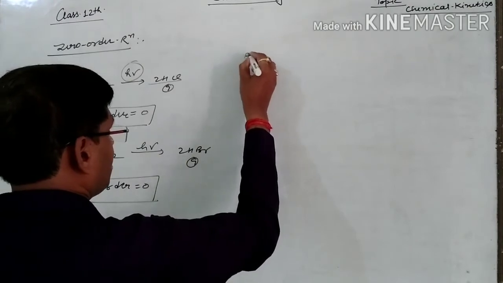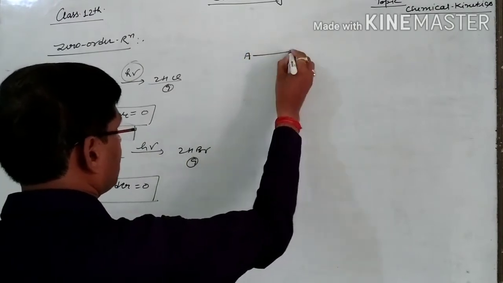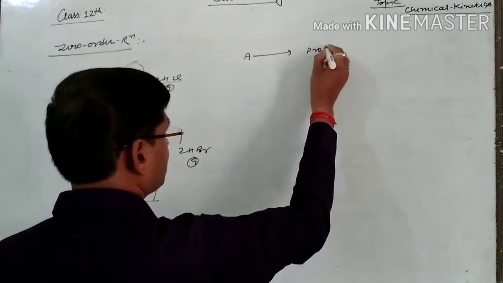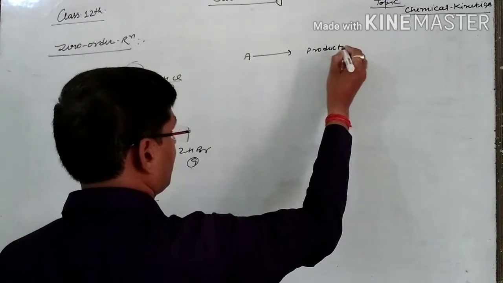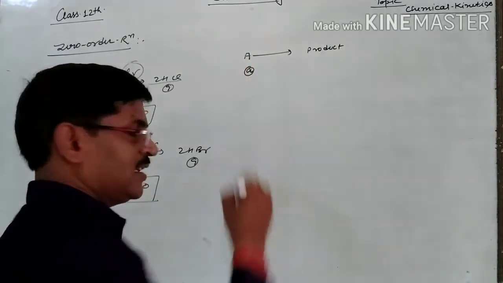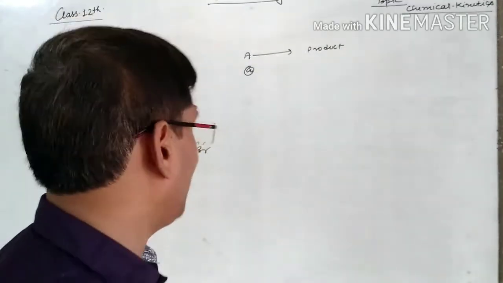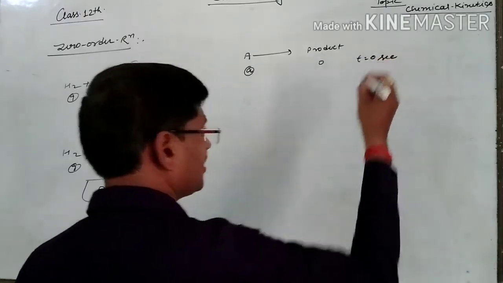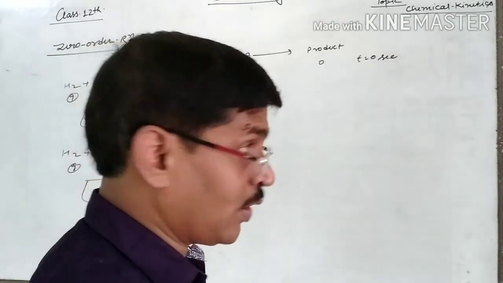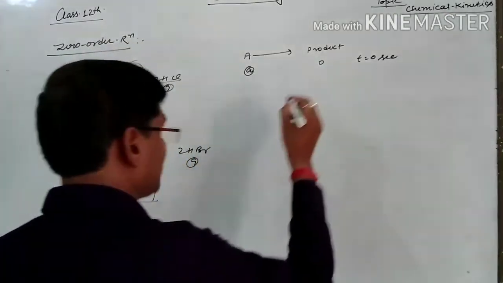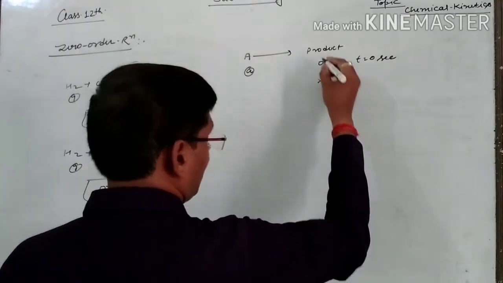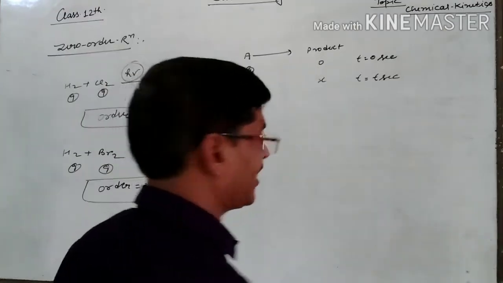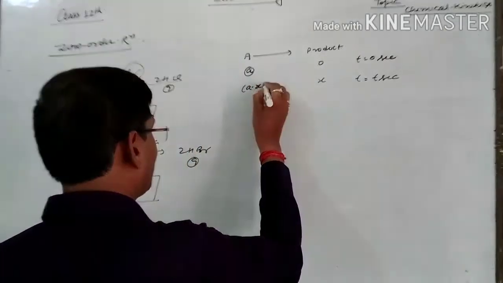Suppose I have taken a substance as a reactant A, and this is going to give a product. Initially, suppose a mole per liter of the substance A I have taken, and nothing is formed because t is equal to 0, it means the reaction is at rest. After that, it starts and gives x mole of product, and time is going to complete t seconds. So the remaining amount is a minus x.